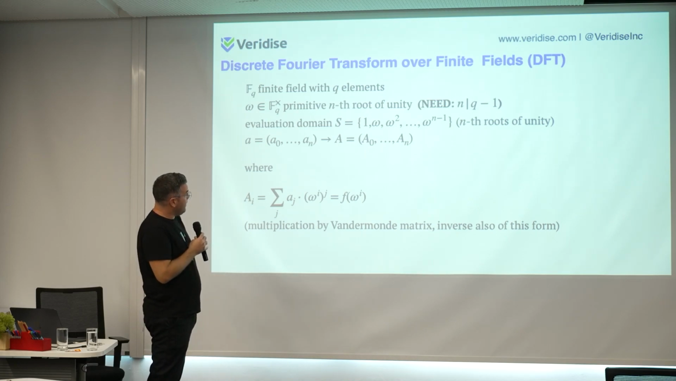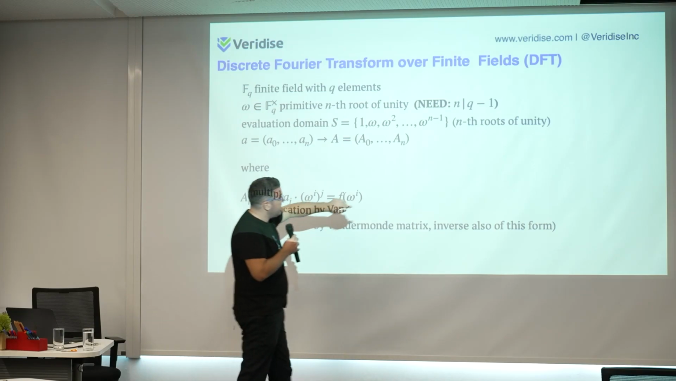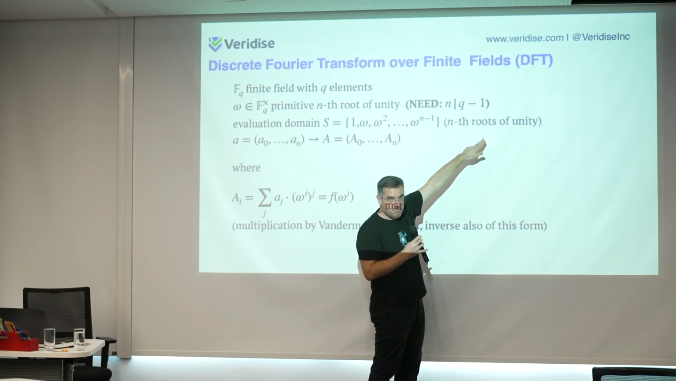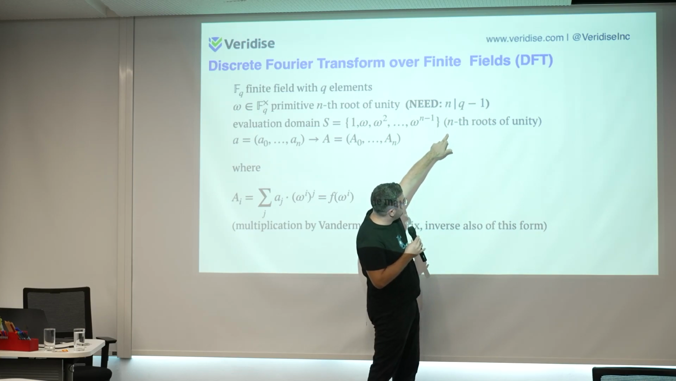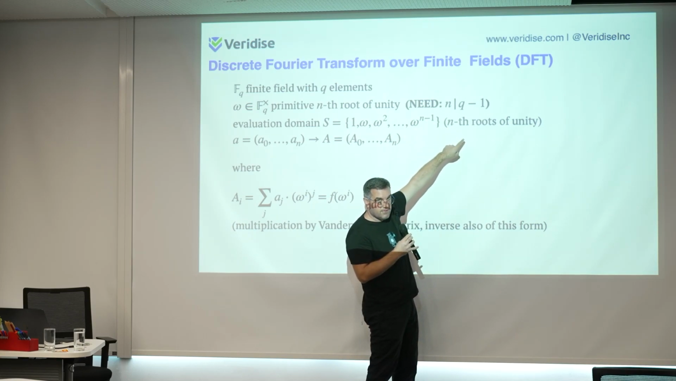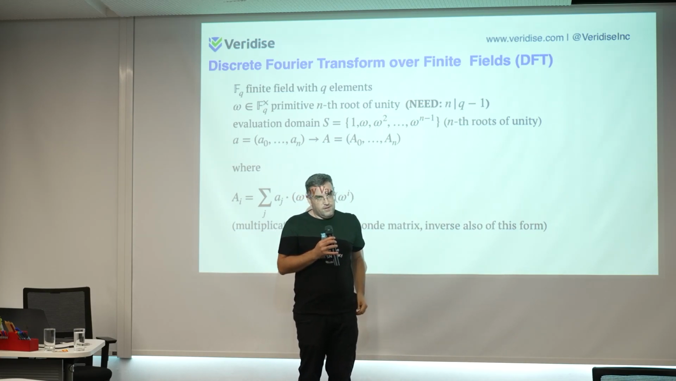Okay. But then, if you want those roots of unity to exist, you get a condition that this n should divide q minus 1. This is a basic fact from algebra. If you want the nth roots of unity to be defined over the finite field you're working with, you need that this condition is satisfied. And this puts some serious restrictions on which finite fields you can work with.